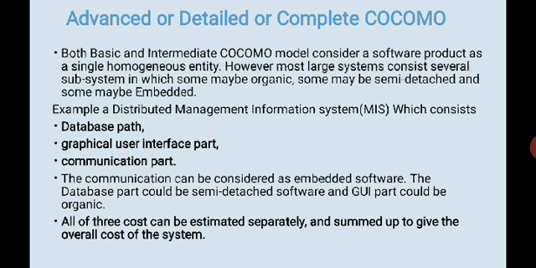Advanced or detailed COCOMO. Both basic and intermediate COCOMO models consider a software product as a single homogeneous entity. However, most large systems contain several subsystems, some of which may be organic, some semi-detached, and some embedded. Example: an MIS may have a data part, a GUI part, and a communication part. The communication can be considered embedded software, the data part could be semi-detached, and the GUI could be organic. So all three can be estimated separately, and then you sum them for the overall system, right?